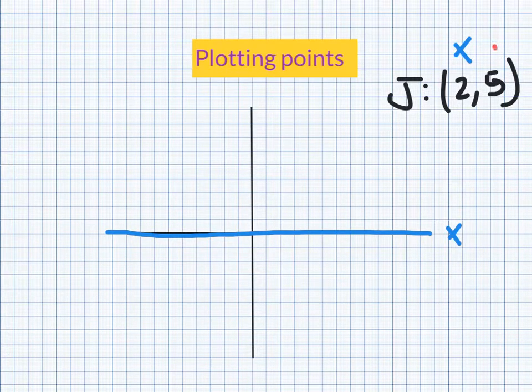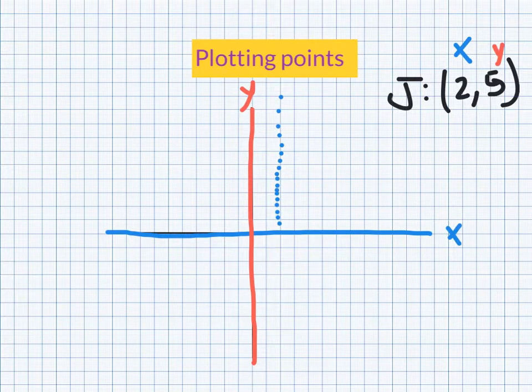The second number is the y-coordinate. The y is the vertical location, the up and down, the vertical location, or the red line that I've drawn. So all that we're going to do here is we're going to go to 2 on my x-axis, 2. We start here in the middle, that's called the origin if you remember from 6th grade, and we're going to bounce over 2 spots to the x-axis. 2 spots on the x-axis gives me this location.